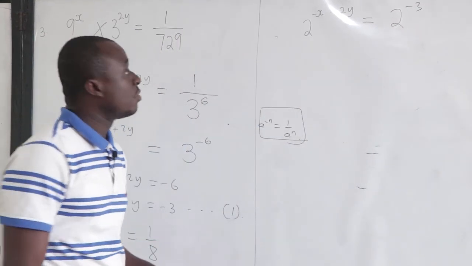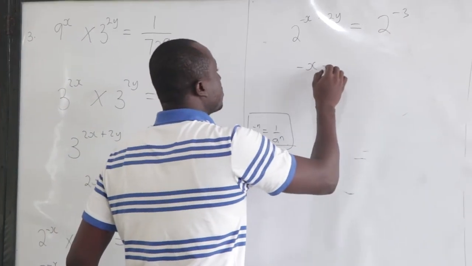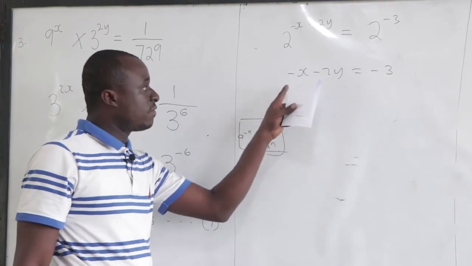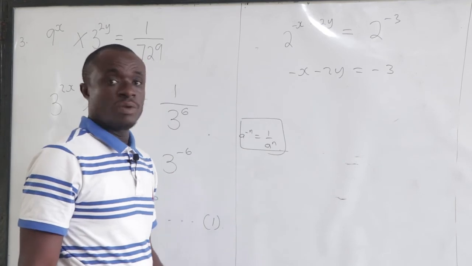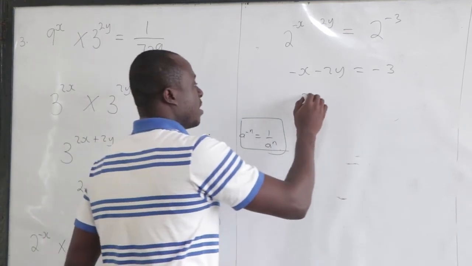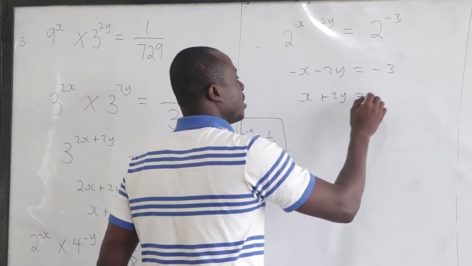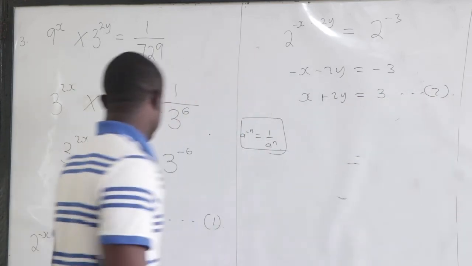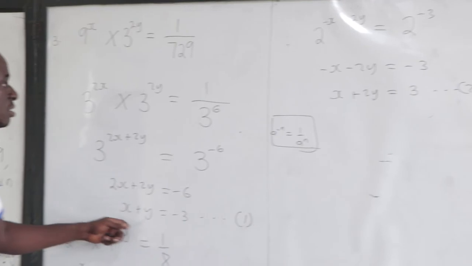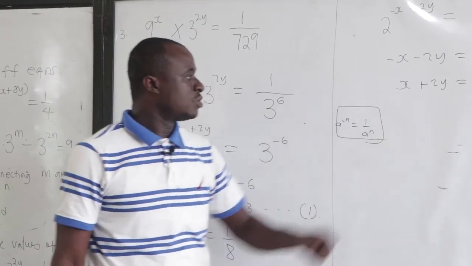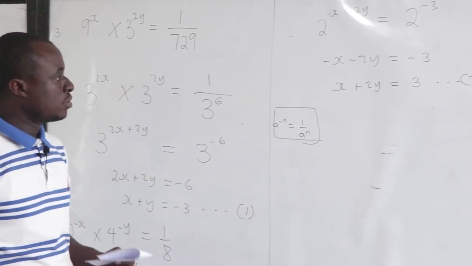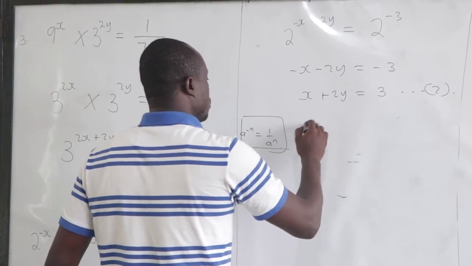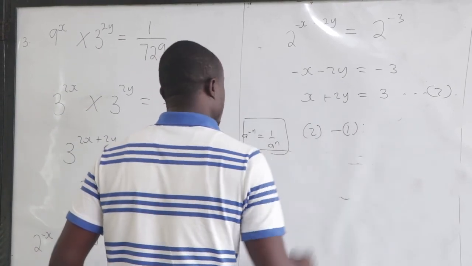Bases are the same, we equate the exponents. We have negative x minus 2y equal to negative 3. Negative running through, we can divide through by the negative, so we have x plus 2y equal to 3. And let's call this equation 2. Now, what is equation 1? This is equation 1. This is equation 2. Clearly, we can use the elimination method, so we can subtract. So we can say equation 2 minus equation 1.